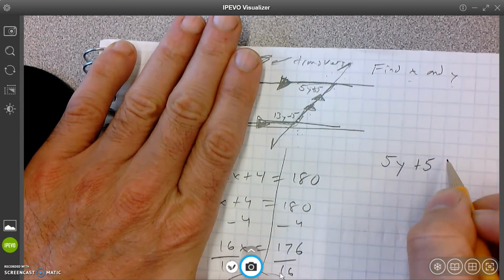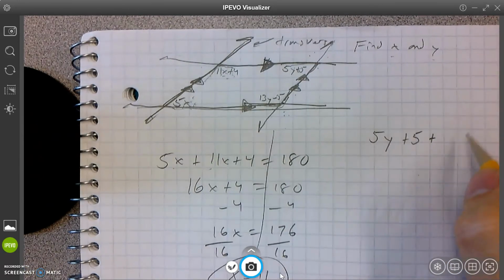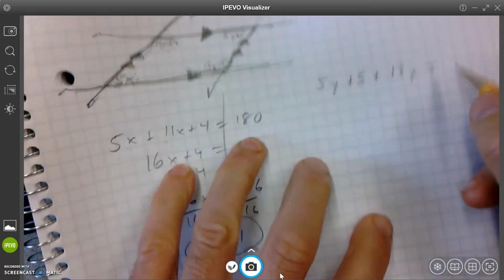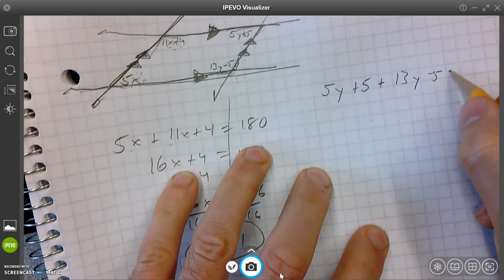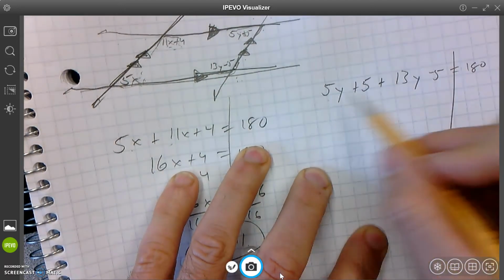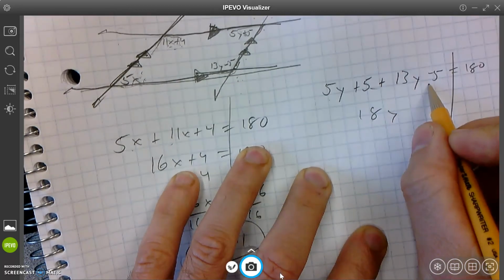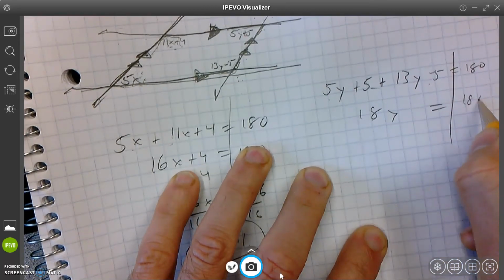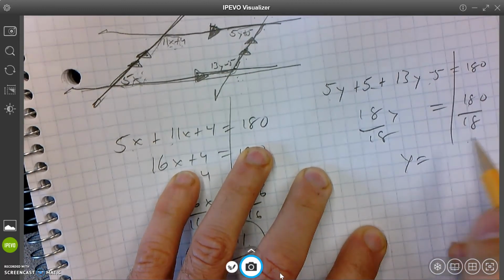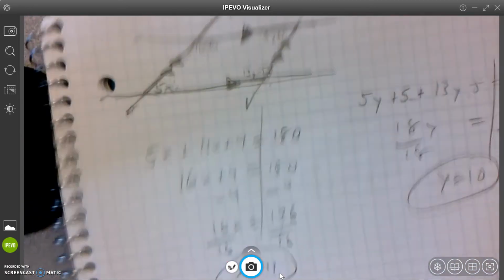5y plus 5 plus this angle, 13y minus 5 equals 180. Combine like terms. 5y plus 13y is 18y. 5 minus 5 is 0. You don't have to put plus 0. Divide by 18. 180 divided by 18 is 10. There you go. So in this case, x is 11 and y is 10.